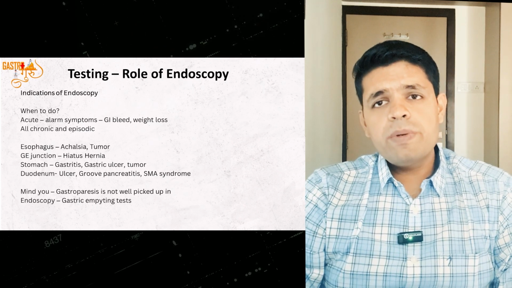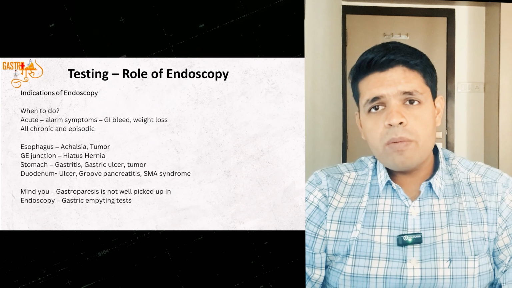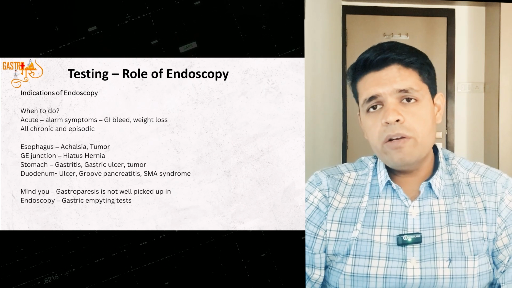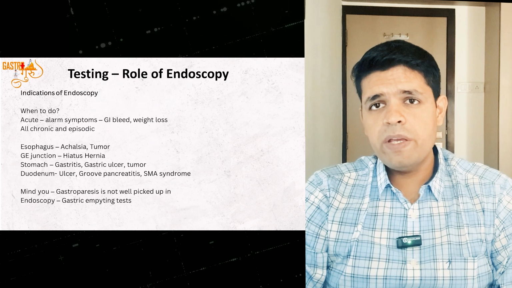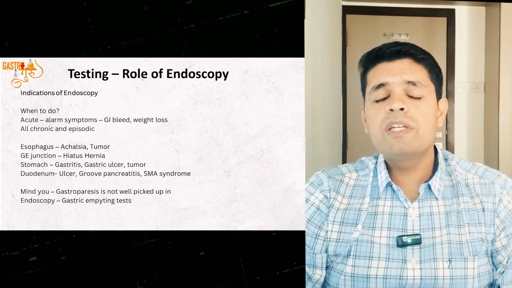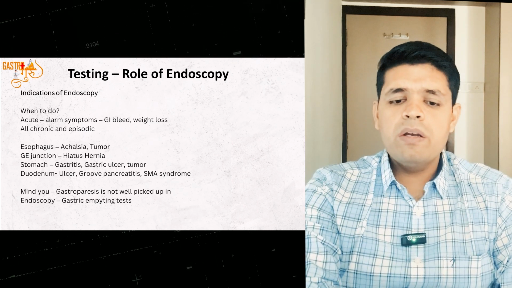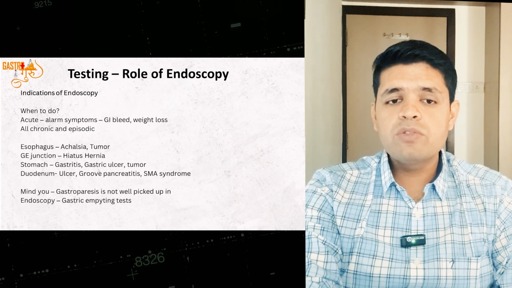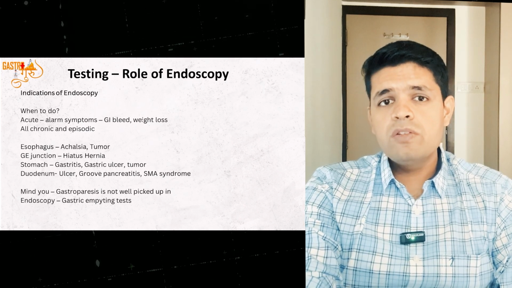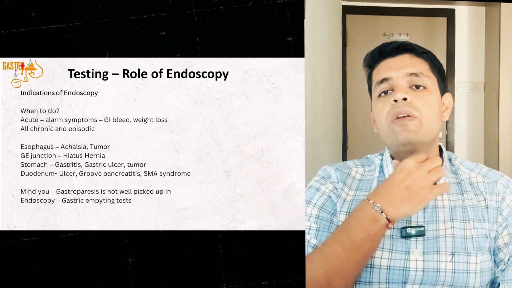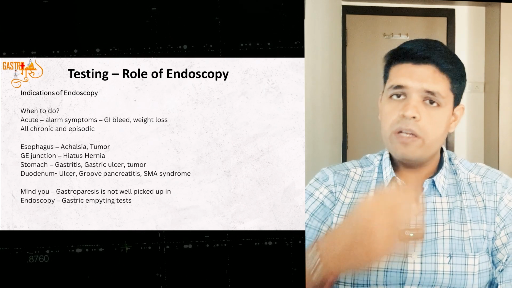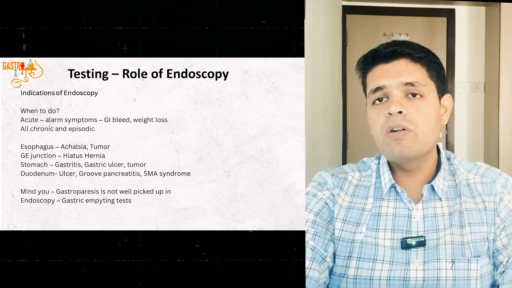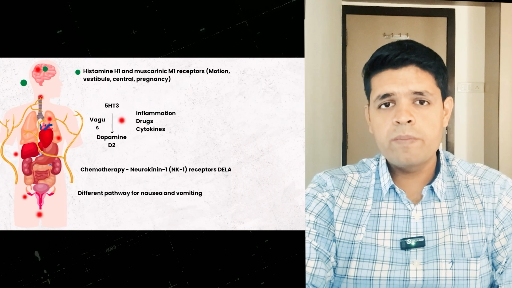Mind you that gastroparesis is a functional problem. So endoscopy is usually normal in cases of gastroparesis. In some cases, we can find retained food after 6 or 8 hours of fasting. But the gastric emptying test is the good test to pick up gastroparesis. So with endoscopy, we can see the esophagus, the GE junction, the stomach and the duodenum, and these are the different causes of vomiting that we often find.